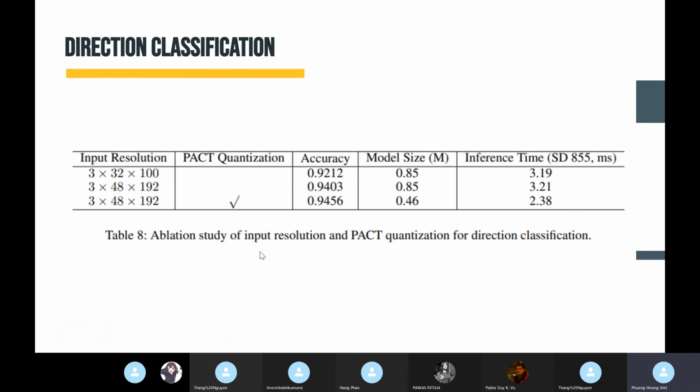Here we can see the ablation study of input resolution and pack quantization. You can see here the accuracy, the model size, and the inference time, and when they use the pack quantization, the accuracy is really good, while the model size declines very much, and so does the inference time.